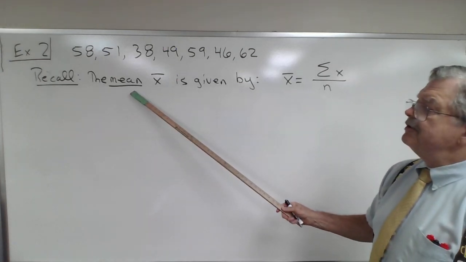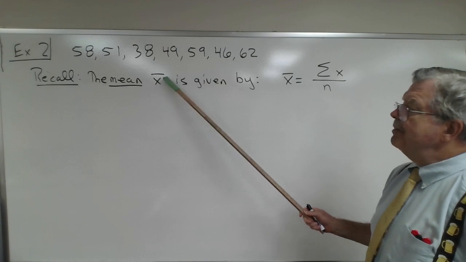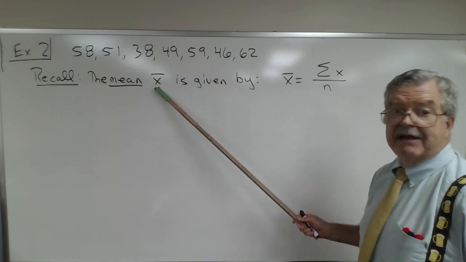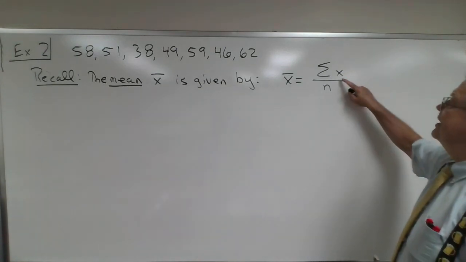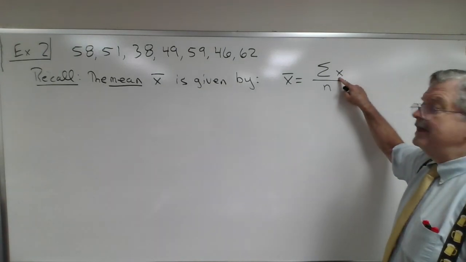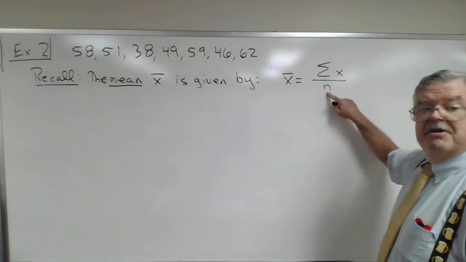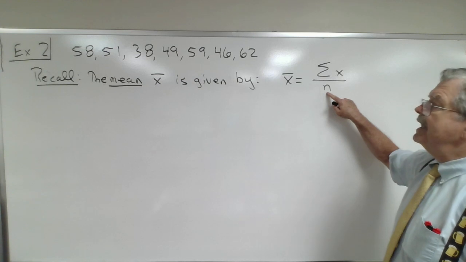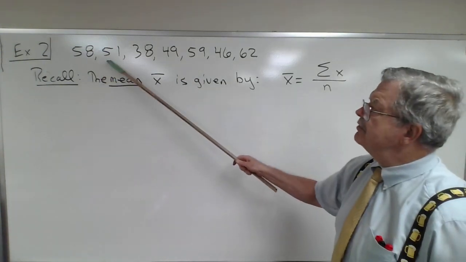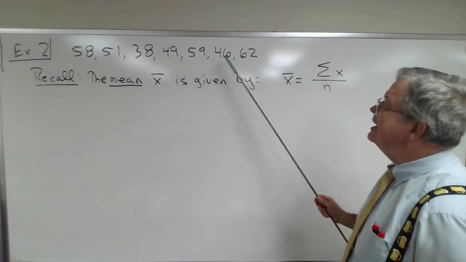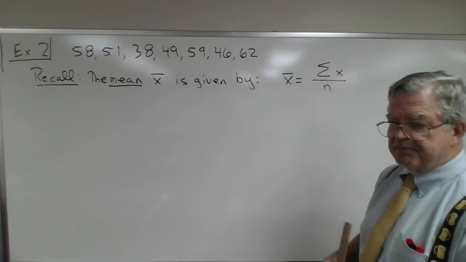Here's the first thing we do. We compute the mean, denoted by X with a bar over it. We call it X bar. The mean X bar is given by the sum of the X values, the sum of the data values, divided by the number of data values that we have. Let's see, how many data values do we have? 1, 2, 3, 4, 5, 6, 7. So N is 7 here.